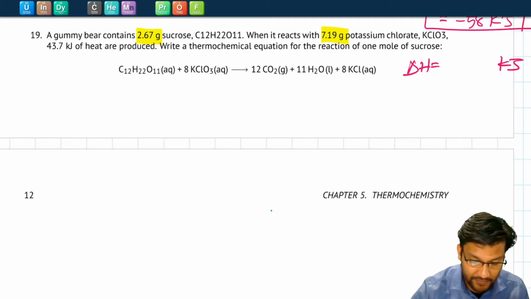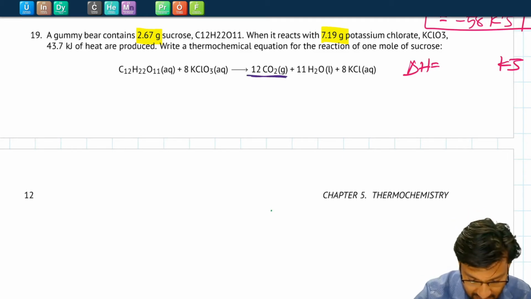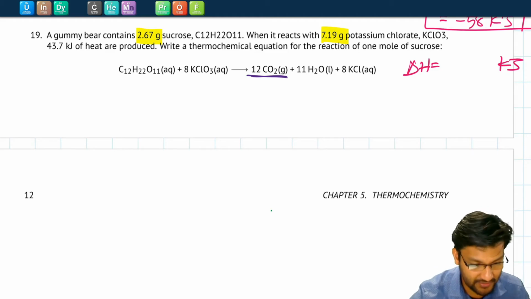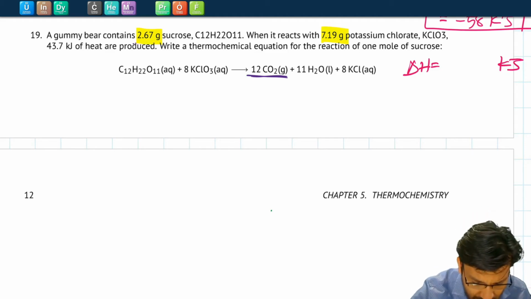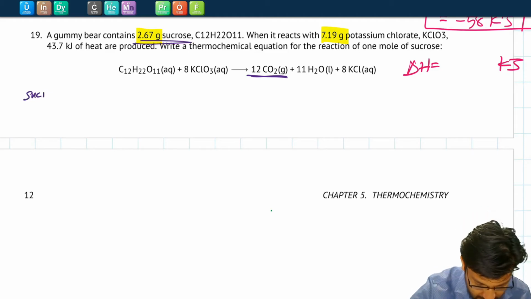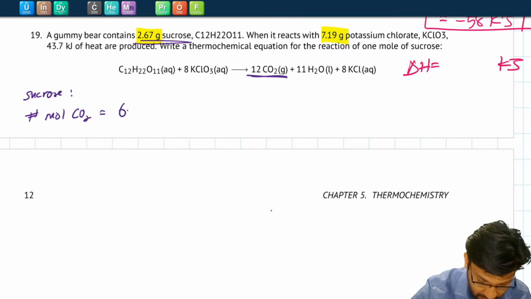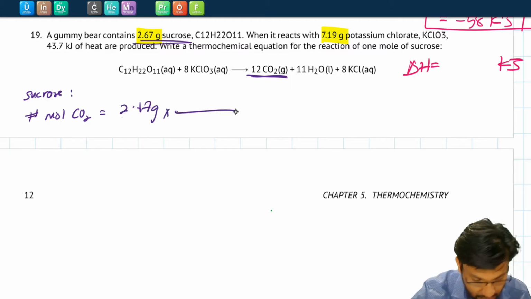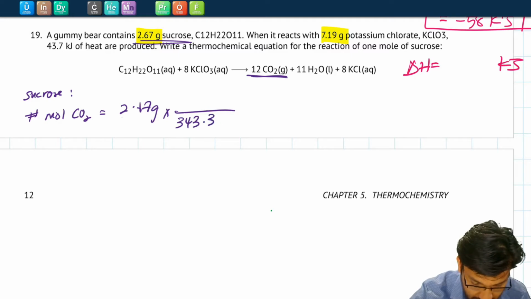In this case, we have three different products. I'll just pick the carbon dioxide as the product that I'm interested in. It doesn't really matter which one. And let's start with the sucrose. For the sucrose, the number of moles of product, so the number of moles of CO2 that we form, will be, we first find the number of moles of sucrose, which is the mass of sucrose divided by the molar mass of sucrose, which we calculate to be 343.3 grams per mole of sucrose.